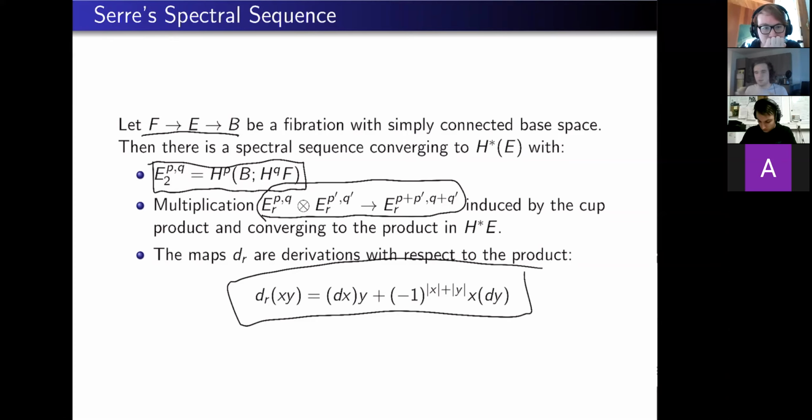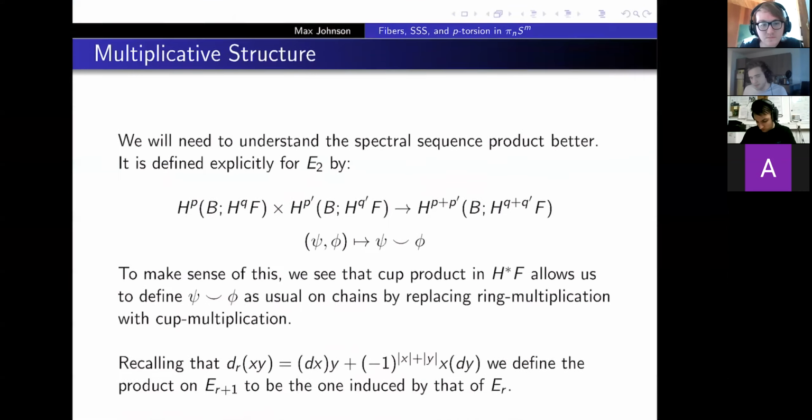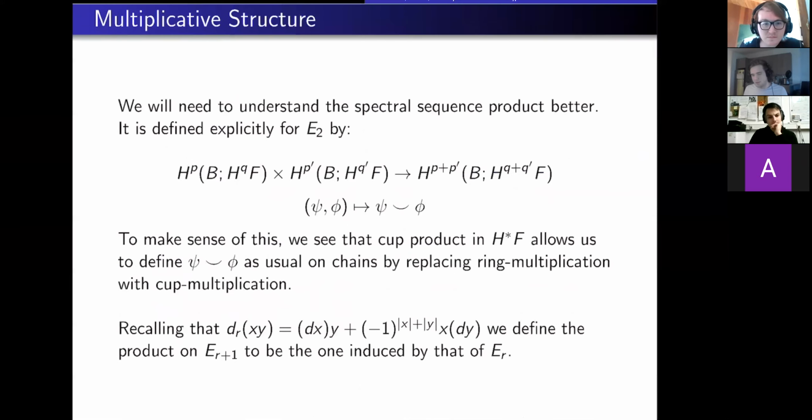And not only do you have generators in each object, each abelian group E_{p,q}^r, but you also have generators in the sense that you can multiply between those groups and get to other groups, which means you could, in theory, generate the entire page with only a few elements. And that actually ends up happening in our example. Okay, so what is the multiplicative structure?